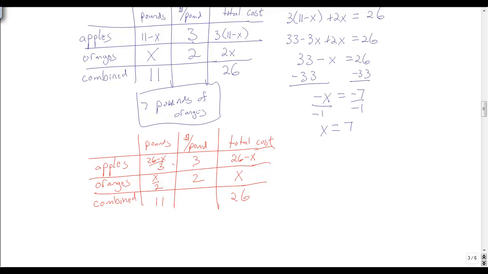If you multiply 26 minus x divided by 3 times 3, just look at that. Well, this 3 I can write as 3 over 1, and then the 3's cancel. That gives me 26 minus x over 1, which is just 26 minus x. So that works out. But the issue now is I have to make this equation, pounds of apples plus pounds of oranges equals 11. So it's 26 minus x over 3, plus x over 2 equals 11.